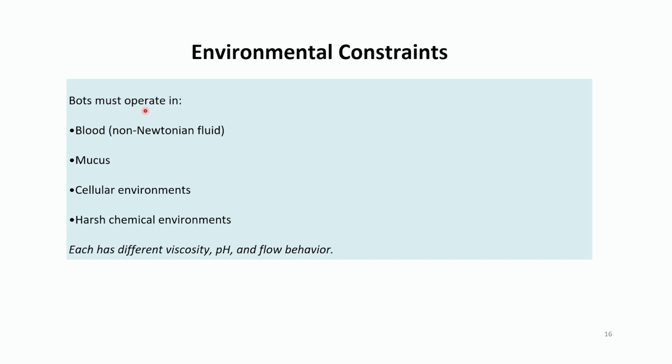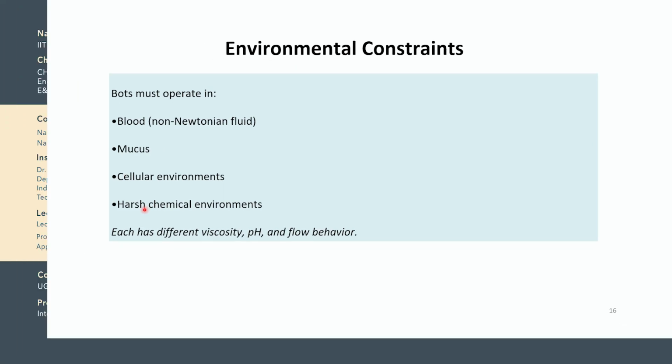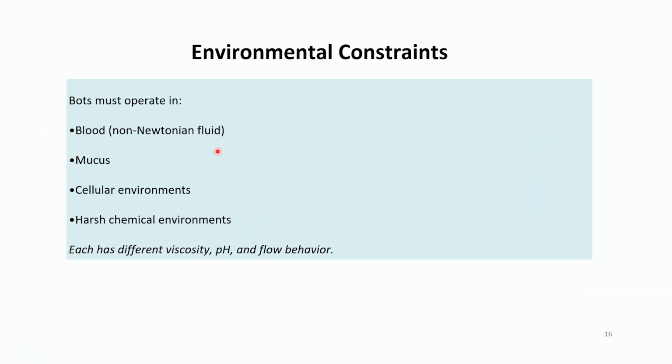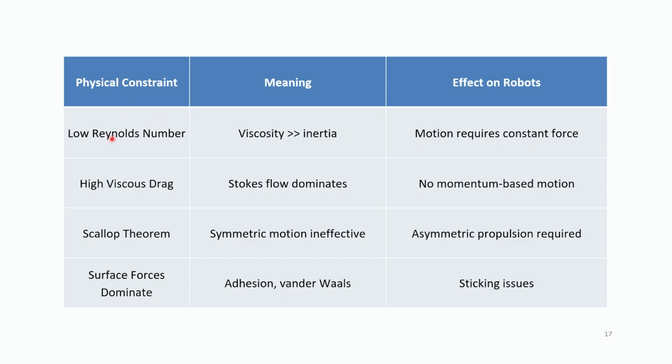Environmental constraints. Bots must operate in either blood, non-Newtonian fluid, mucus, cellular environments, or harsh chemical environments. So each has a different viscosity, pH and flow behavior. There are also other elements inside, like in blood there are RBCs and platelets that the bot will meet on its way. So your bot must operate in all these different environments and it will face environmental constraints or environmental resistance. That's the physical constraint, that's the meaning, and that's the effect on robots.